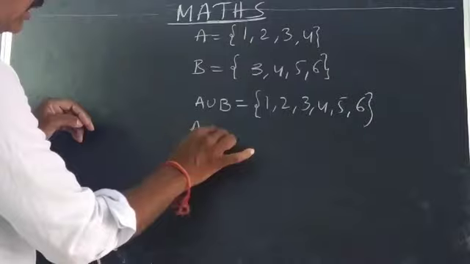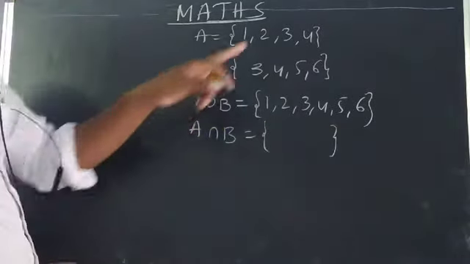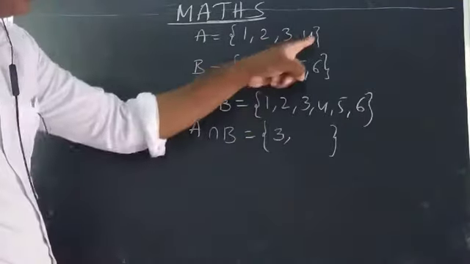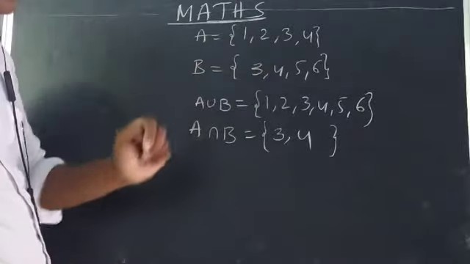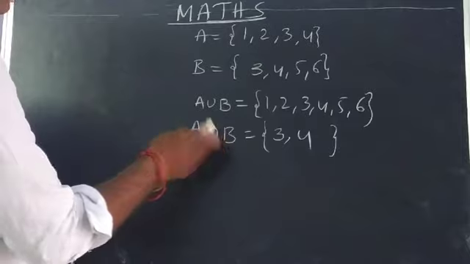What is A intersection B? We should take in the A intersection B set only the common elements. So 3 is a common element in both sets, so I am taking 3. Observe 4 is also a common element. So we have only two common elements. So A intersection B is 3, 4. Now I have got A union B and A intersection B.